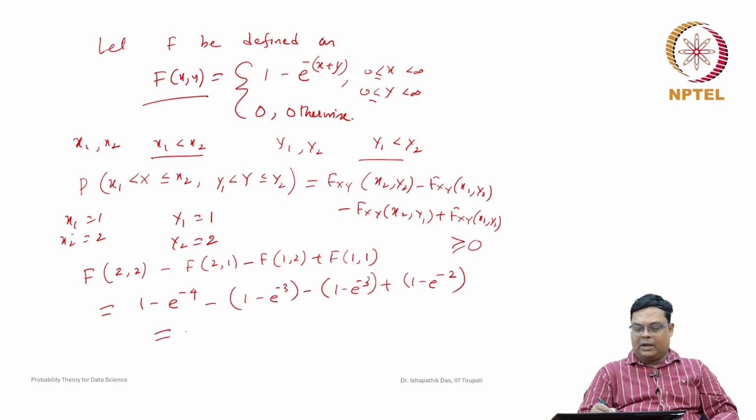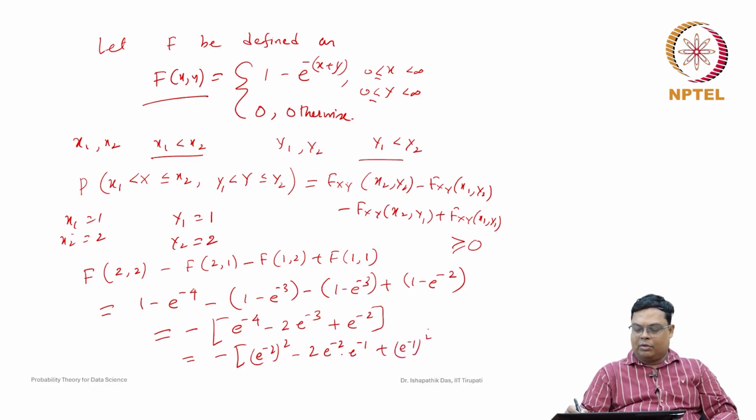So, finally what we get is minus e to the power of minus 4, minus 2 e to the power of minus 3, because minus we take common, then plus e to the power of minus 2 plus e to the power of minus 2. So, this can be represented as (e to the power of minus 2) whole square, minus 2 into e to the power of minus 2 into e to the power of minus 1, plus (e to the power of minus 1) whole square. This is nothing but minus of (e to the power of minus 2 minus e to the power of minus 1) whole square.